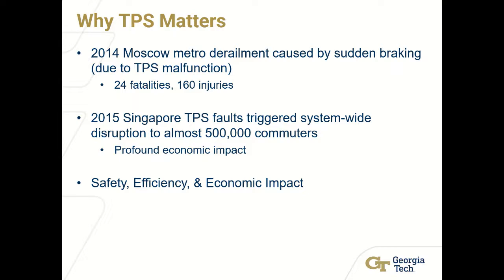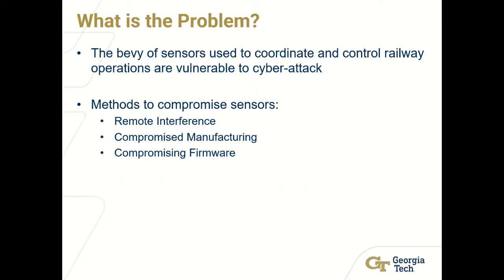Finally, because electrical equipment relies on a consistent voltage and a consistent power supply, surges or dips or sag in that electrical supply can damage electrical equipment, which can also result in economic impact. So what is the problem? The sensors used to coordinate and control railway operations, including TPS, are vulnerable to cyber attack.